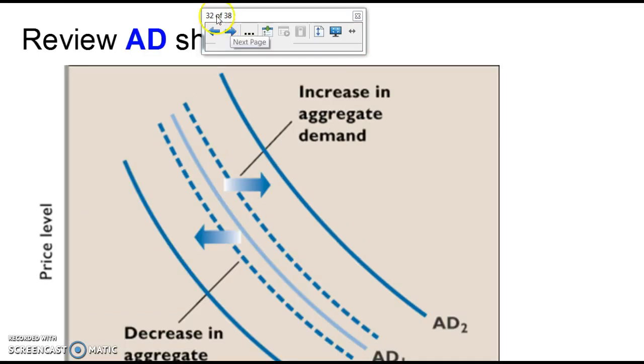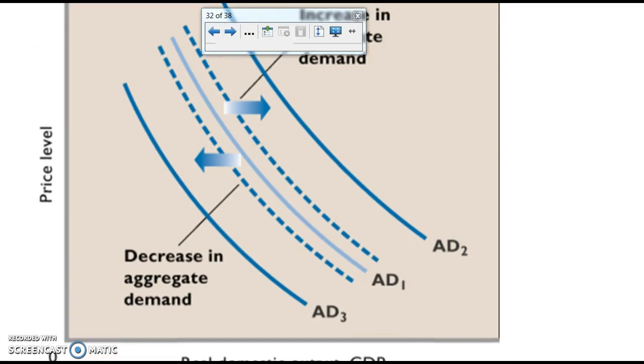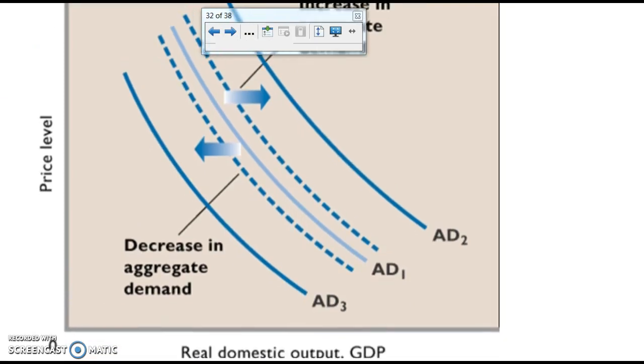The shifters in aggregate demand, as I said, are anything that will change C, I, G, or X. So if there's something that causes an increase in consumption, consumption being one of those aggregate demand shifters, we would see aggregate demand go to the right. If there's something that would cause a decrease in investment, like an increase in interest rates, we would see the entire aggregate demand curve shift to the left.